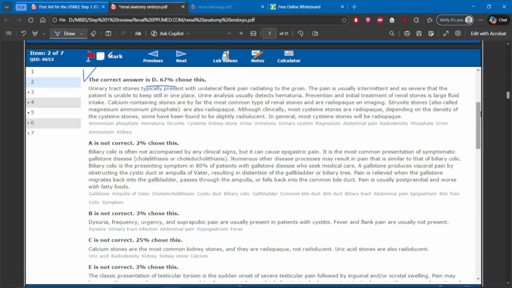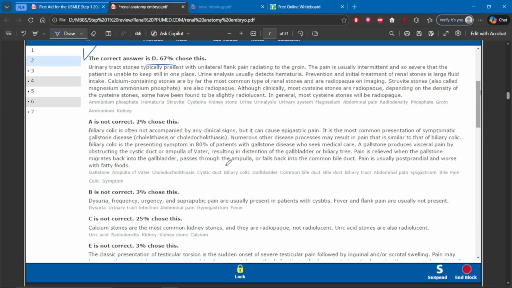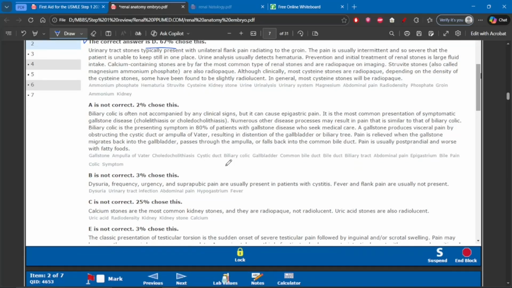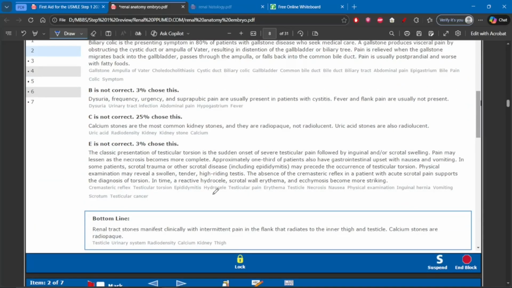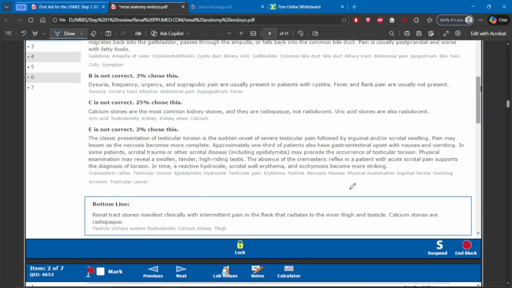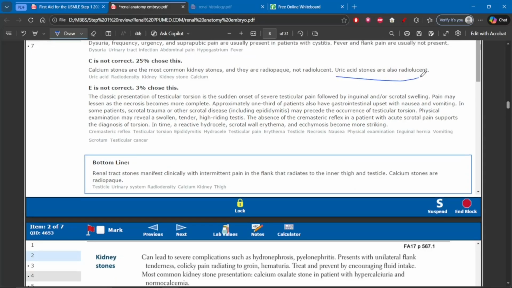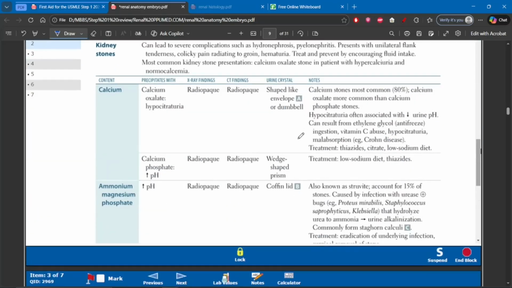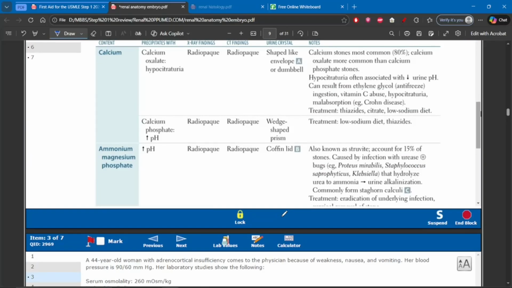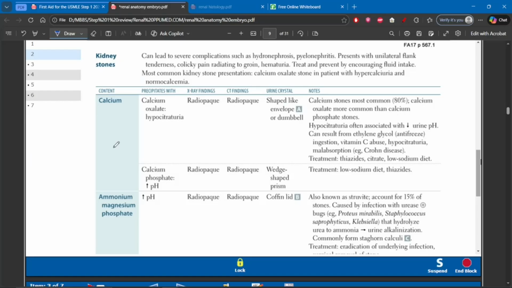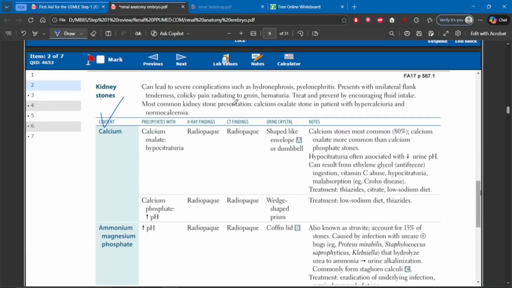All of this is very important. You can read this, but for now, I'm just going to skip it. You can pause the video here and read the explanation of these answers as well. Uric acid stones are radiolucent, right? If I could show you, the uric acid stones are not given, so you can read this as well. This is important. Pause the video here and read it.